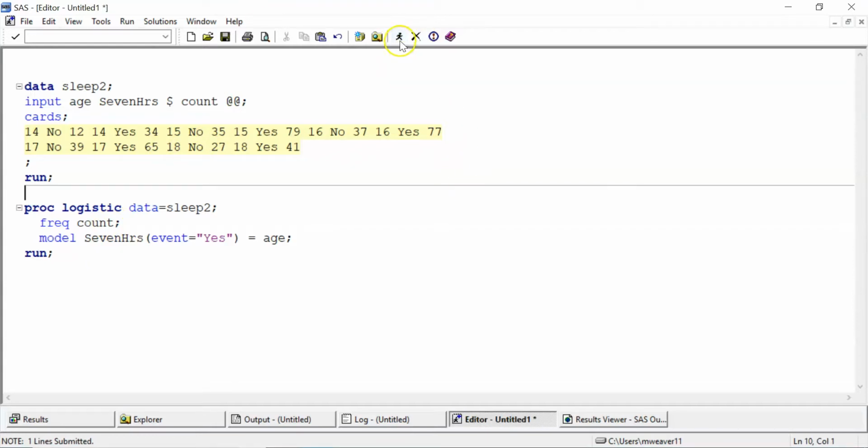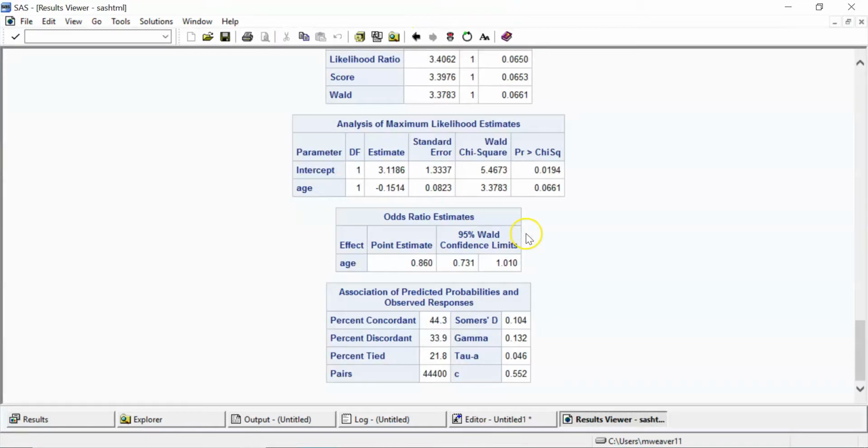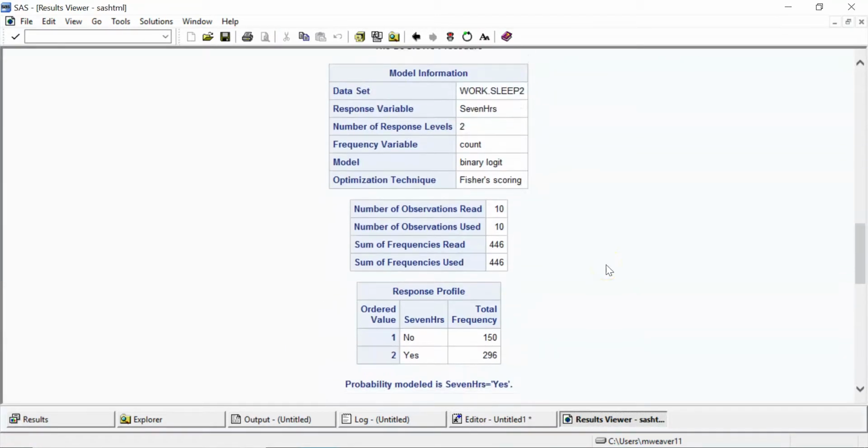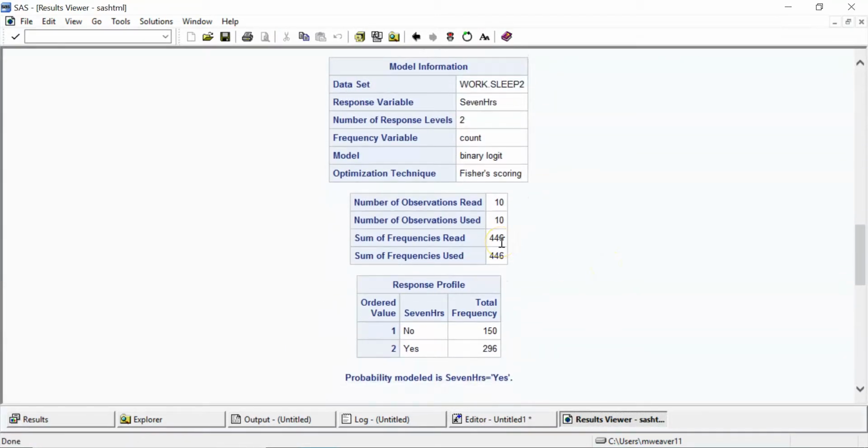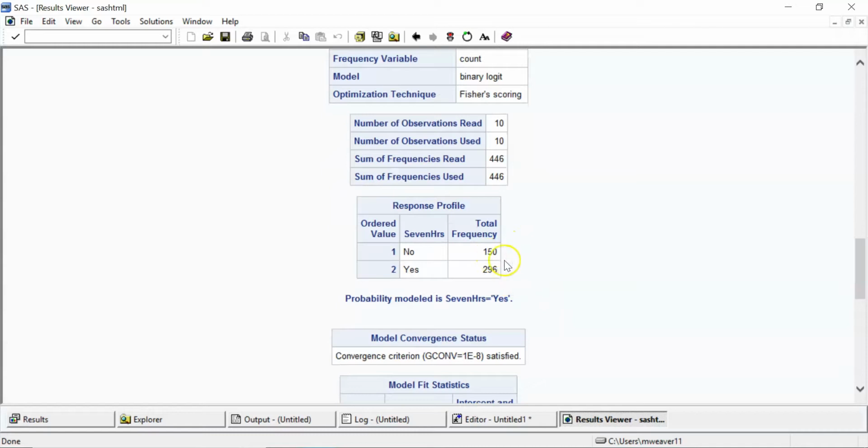So actually now I'm going to run this again and see what we get. Now it tells me that I have 446 observations, just like I was expecting. And here's the breakdown of the no's and the yeses.